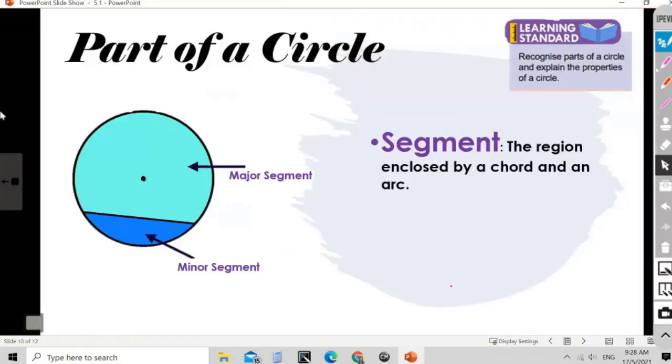Okay, segment. Segment is this one, the big one. The chord is the line, this line. We call it chord. And this one we call arc, the outside one, we call arc. So when we enclose this shape here, the small part, we call it minor segment. The bigger part, we call it major segment. This one clear or not?